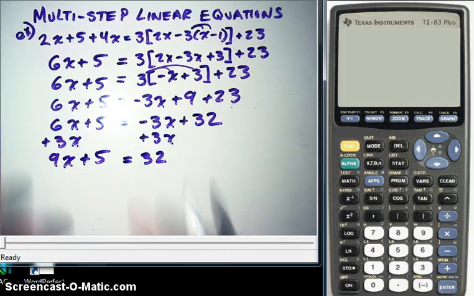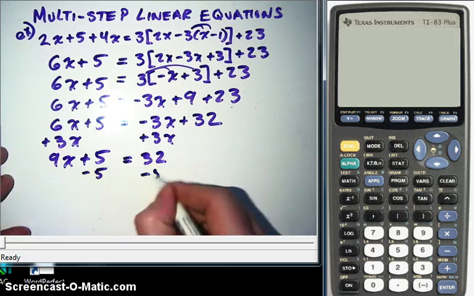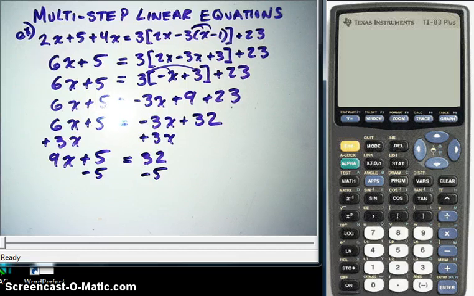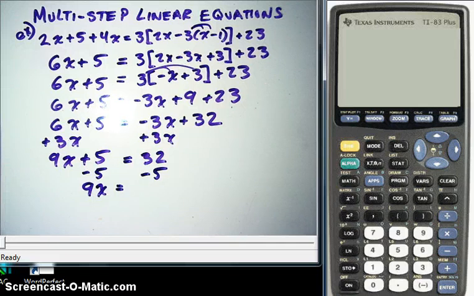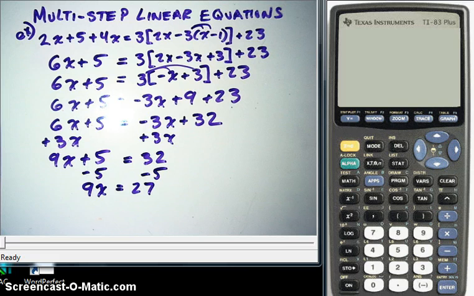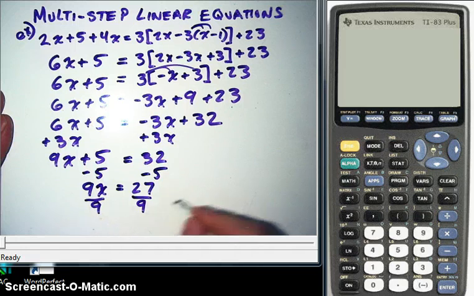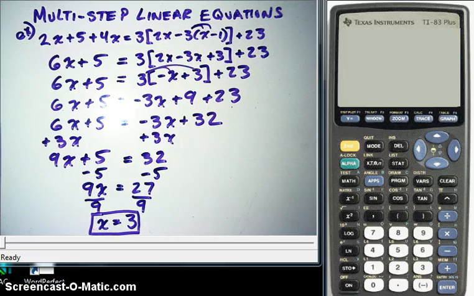Now to get the numbers to the other side, we have x all by itself on one side. Now let's get it more isolated. Subtract 5 from both sides, leaving us 9x equals 32 minus 5 is 27. So we write that down. And now we're left with a one-step equation, which we would divide both sides by 9, leaving us with x equals 3. This is our final answer, so we should put a box around it.